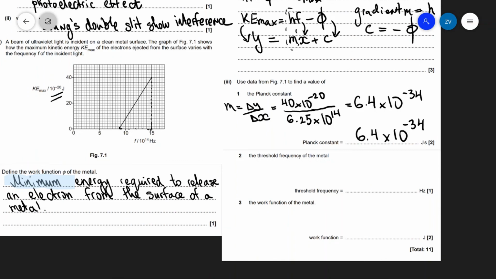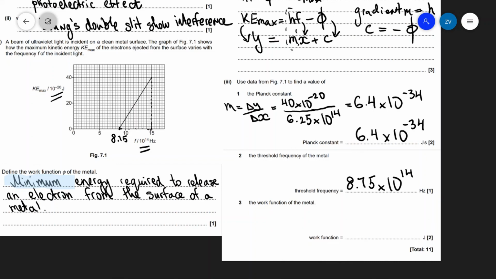So for the next part, we need to calculate the threshold frequency of the metal. Well, we can directly get that from the graph. This is actually this x-intercept here. We're going to see that there's absolutely no kinetic energy, there's no electron emission until we reach that specific frequency. If we look closely into it, that's actually 8.75 times 10 to the power of 14 hertz. So I can directly write this in. So it's 8.75. Please don't forget the power here, times 10 to the power of 14.